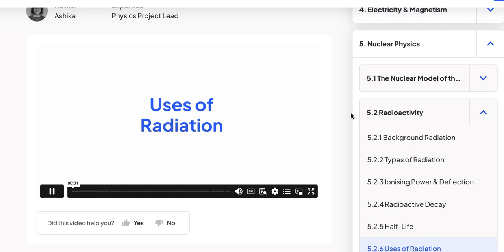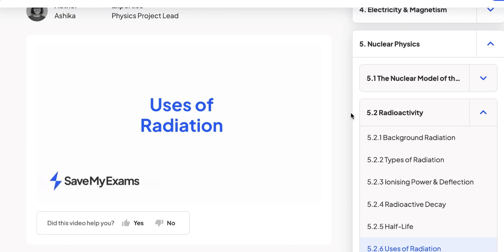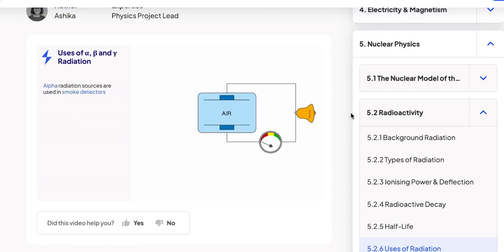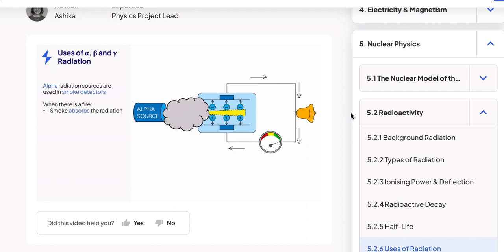Hi! In this video, we're going to look at some uses of radiation. One use of alpha that you need to be familiar with is in smoke detectors. When there is no smoke, the alpha radiation ionizes the air, forming charged particles which complete the circuit of the smoke detector. A fire produces smoke, which absorbs the alpha particles, so the air is no longer closed, causing the alarm to ring.